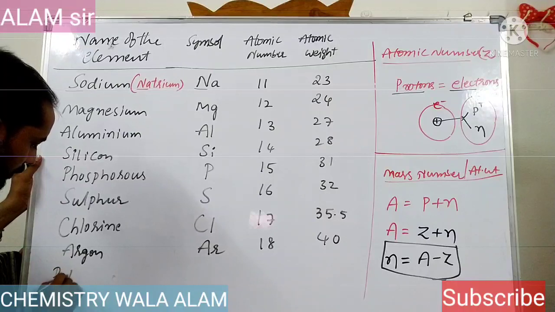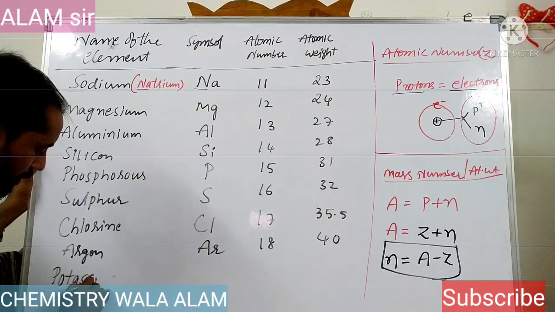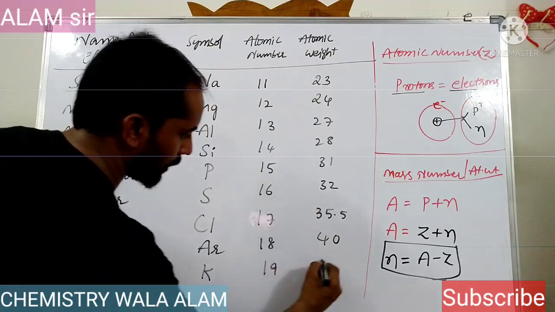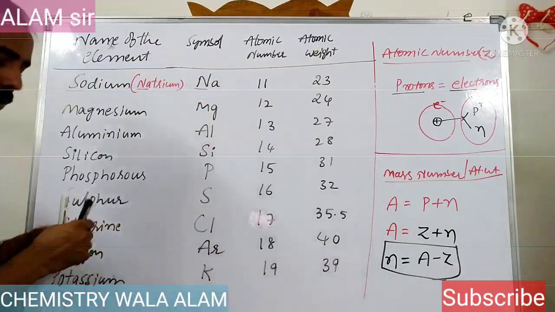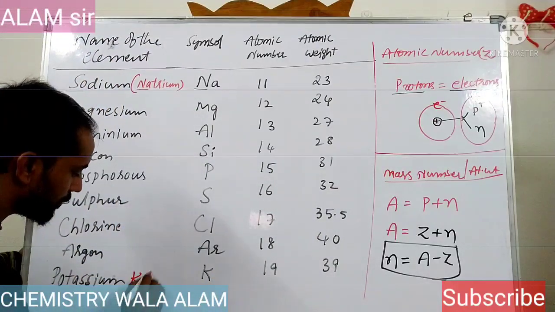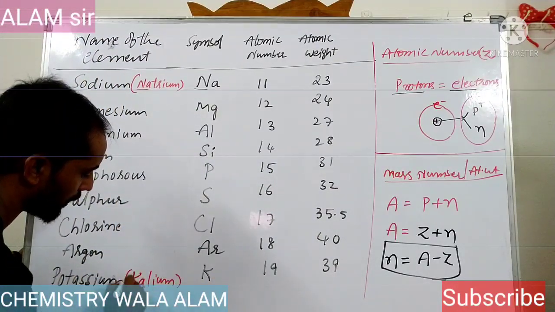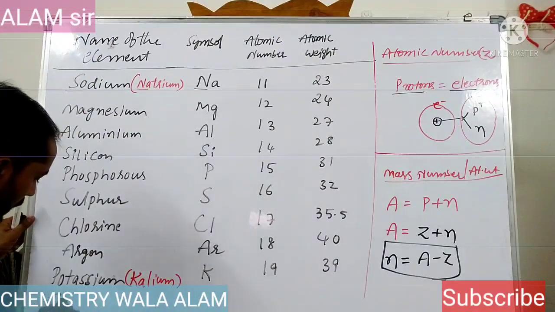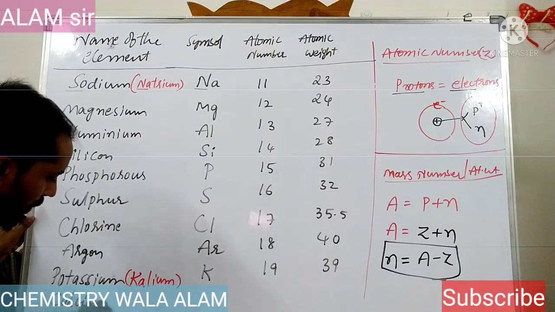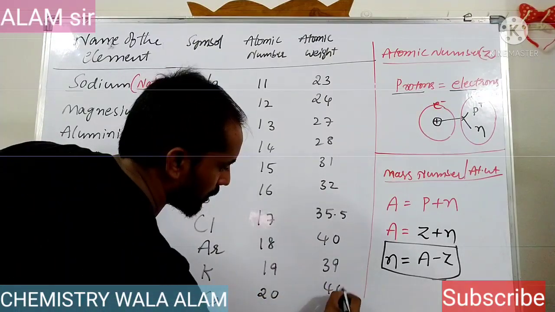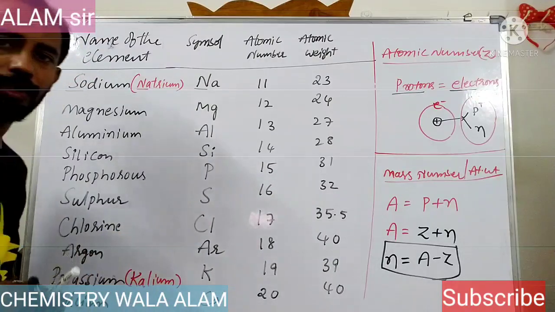Potassium, K 19, 39. Here potassium also has a Latin name, that is kalium. Potassium Latin name is kalium. Okay, now next one is calcium. Ca, atomic number 20, atomic mass or atomic weight 40.